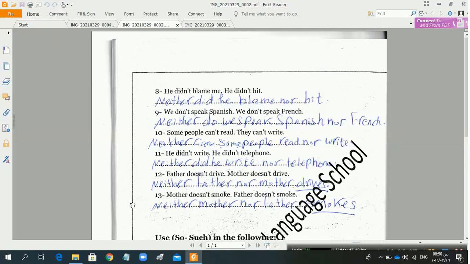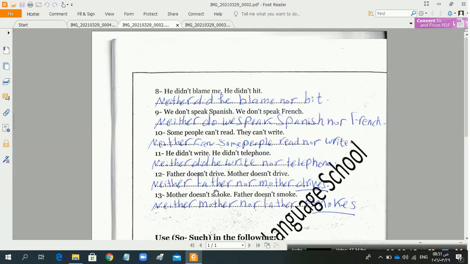Number 12 and 13, it's a little different. Okay, a little bit different. How? Look at them. Father doesn't drive. Mother doesn't drive. We have the same verb, drive, not different like the others. For example, in number 11, write and telephone, two different verbs. But in 12, we have the same verb: drive and drive. So look how I will answer it.